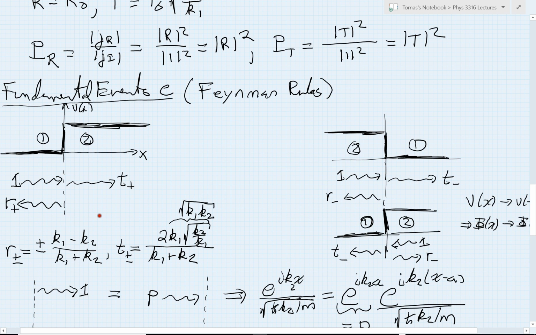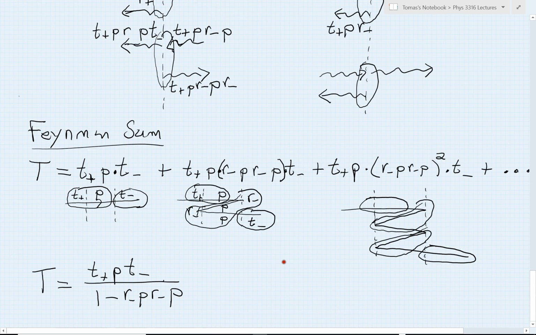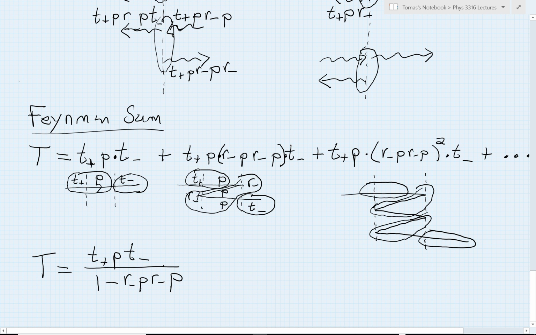Very good. So at this point we will wrap up for today, and next time we will begin by considering actually the sequence of events that gives us the reflection, and then we will begin to think about cases where it's much harder to count up all of the diagrams.